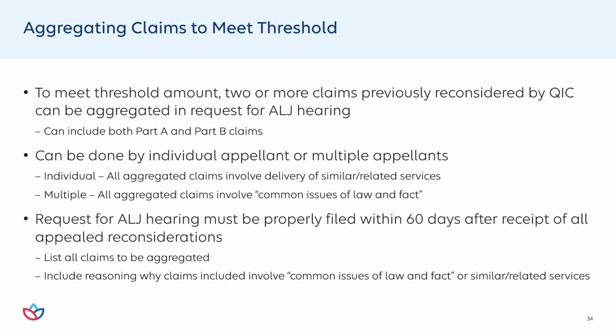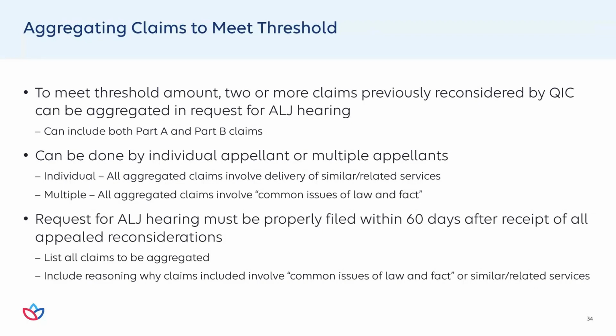Okay, so can include both Part A and Part B claims. This aggregation of claims can be done by an individual appellant or multiple appellants. So when we talk about individual appellants, all aggregated claims must involve the delivery of similar or related services. When you have multiple appellants, all aggregated claims must involve common issues of law and fact, and that's verbiage directly from the manuals, right?